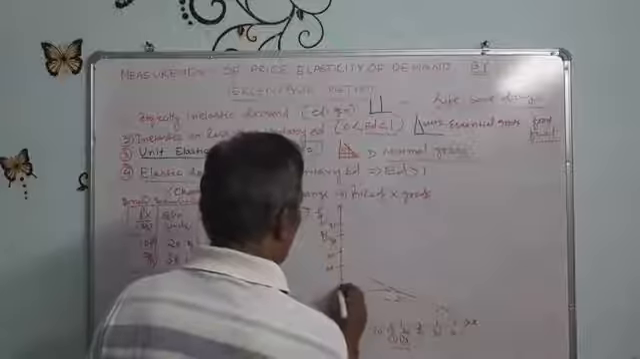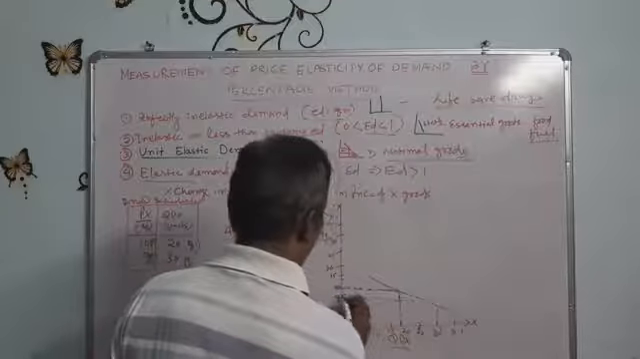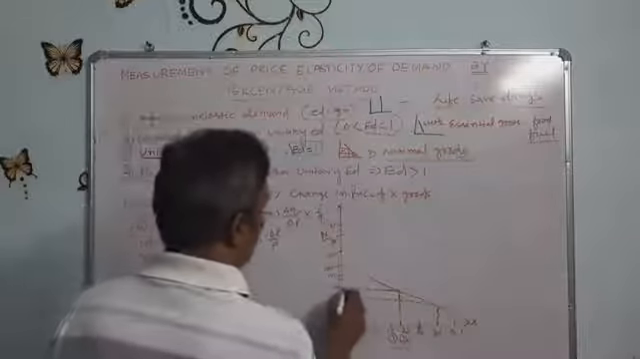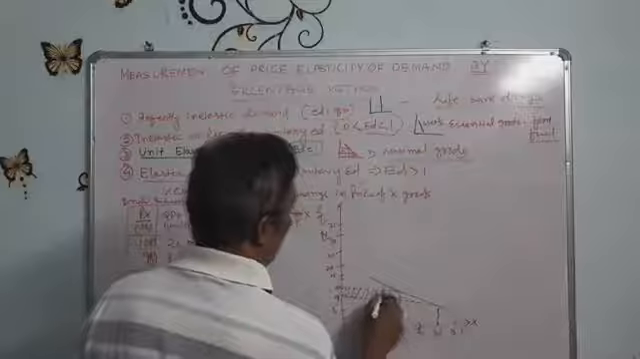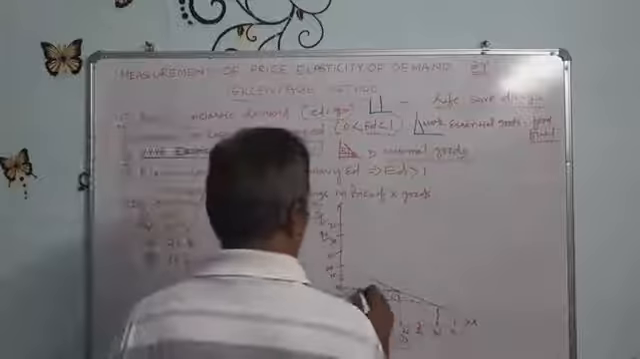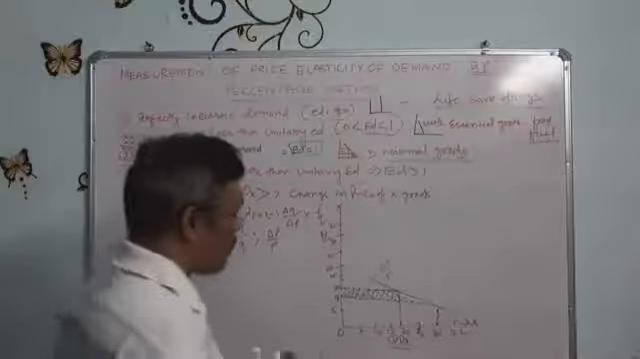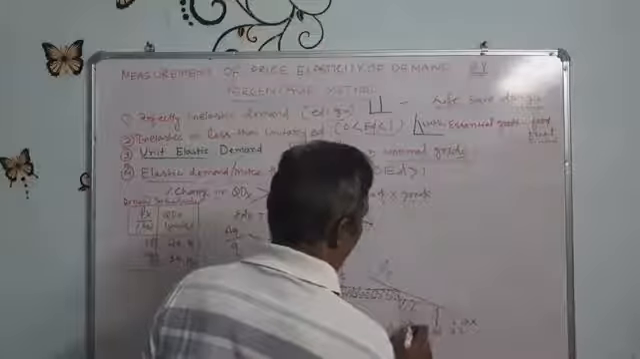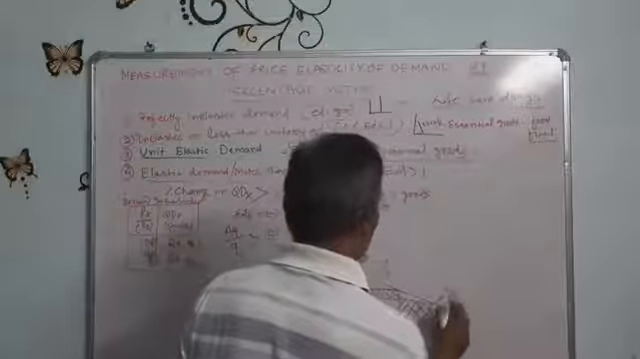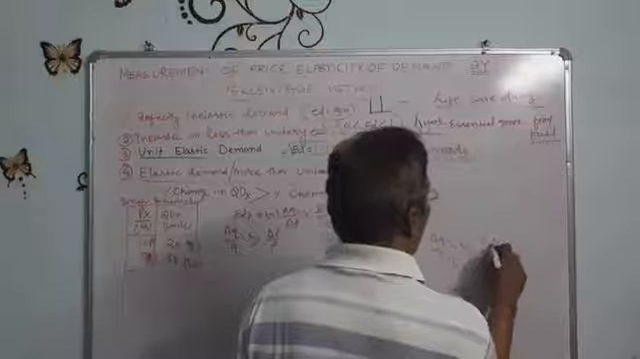This is 9 rupees, and price is 9. This is the price change, called delta P upon P. And this is called delta Q upon Q. In our diagram, delta Q upon Q is greater than delta P upon P.